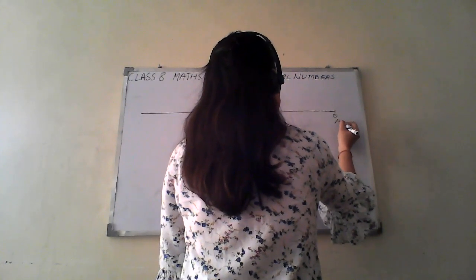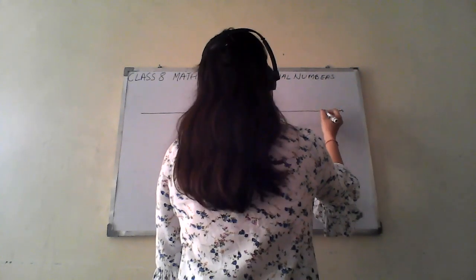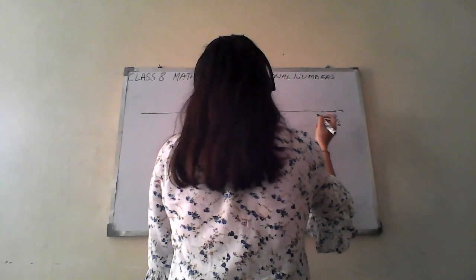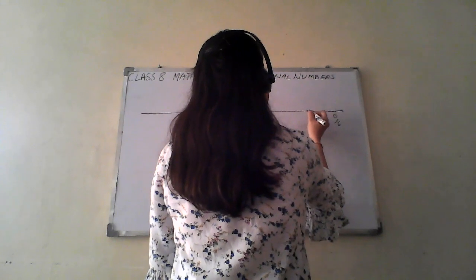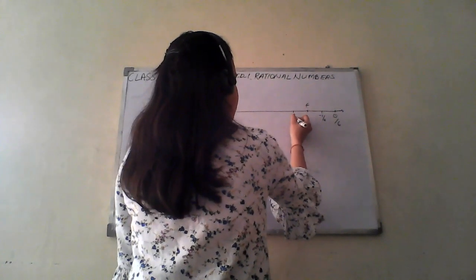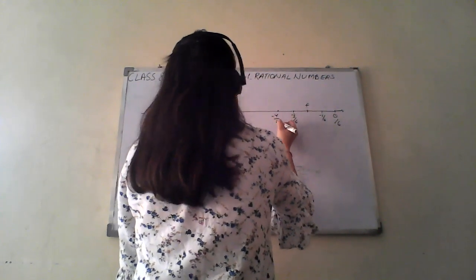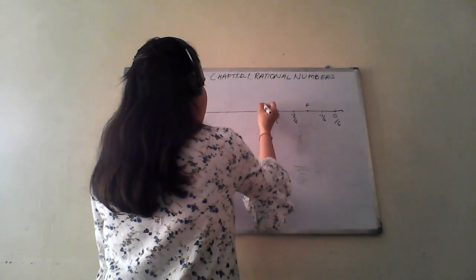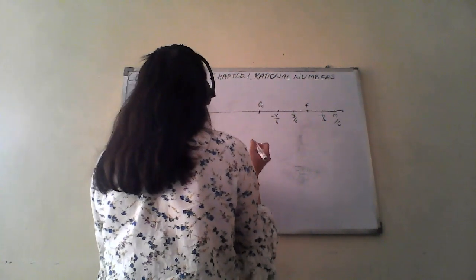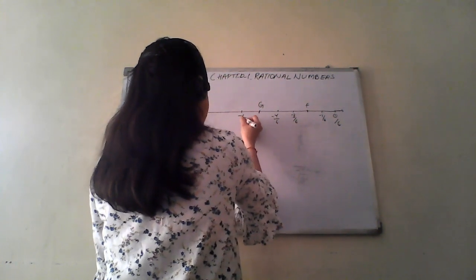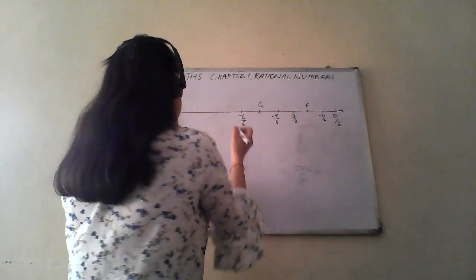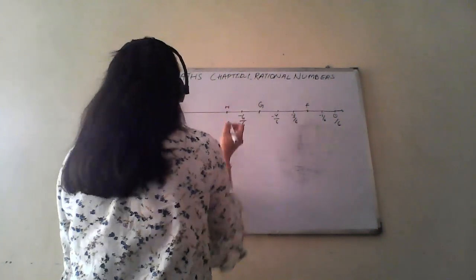Here we have 0 by 6. We have minus 1 by 6. This is F, which we have to find. This is minus 3 by 6. This is 4 by 6. This is point G, which we have to find. This is minus 6 by 6. This is H. We have to find H.